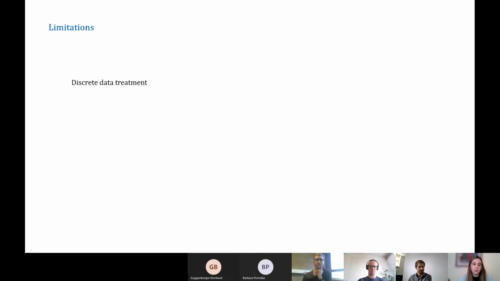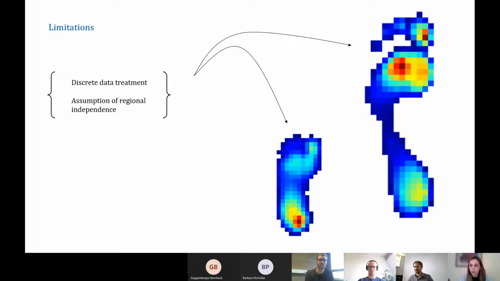First of all, discrete data treatment, because we basically analyze each region separately without considering the continuum of the foot. And we also make the underlying assumption of regional independence because, as I said before, we consider regions separately. Although we know that during the stance phase, all the anatomical structures of the foot collaborate with each other to enhance forward progression. And these two limitations relate to both infant and adult pressure data.